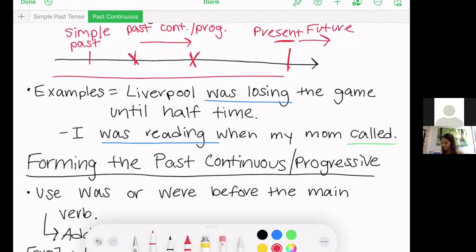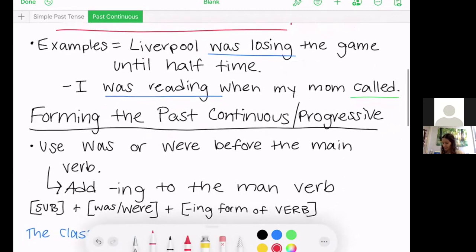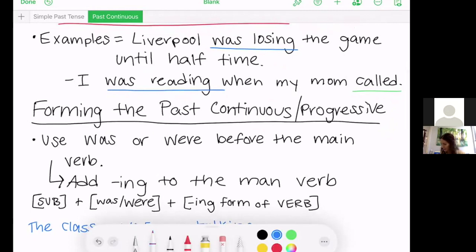So if you'll notice, to form the past continuous or past progressive, I have to have two different things. So if you look at our example sentences again, we have was losing. Our main verb is losing, and we added the ing, but I also have the word was. That's one of the keys to past continuous. Was reading. And then you'll see the difference between past continuous and simple past. When you have simple past, you do not need anything but that main verb, and you add ed.